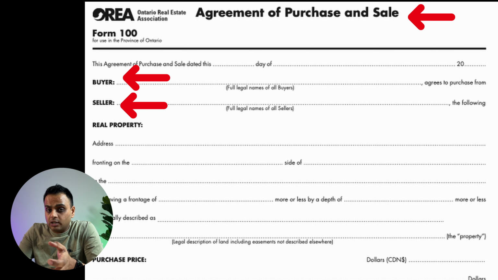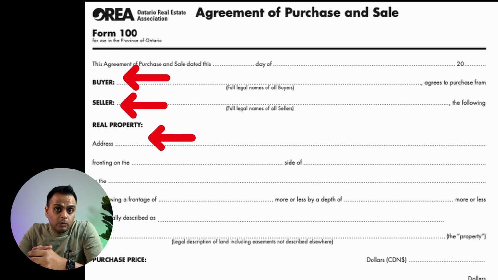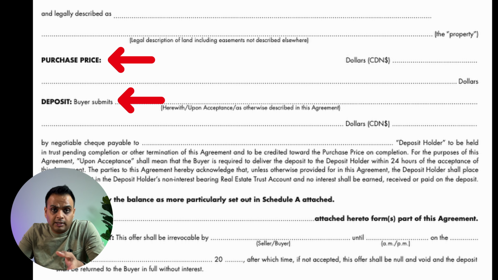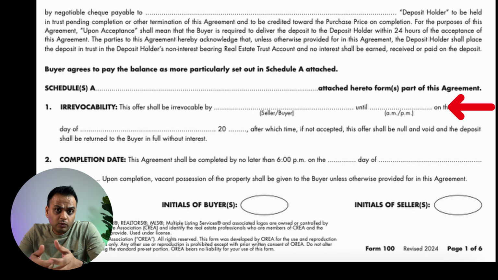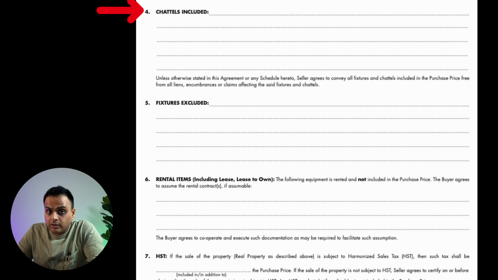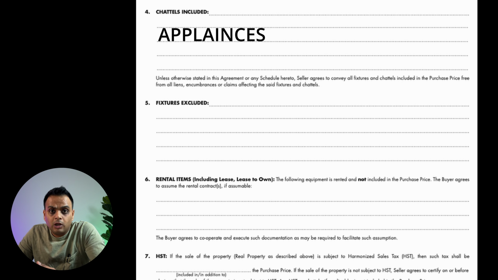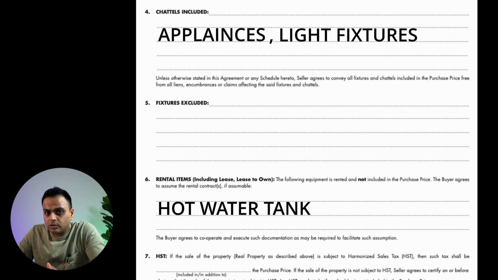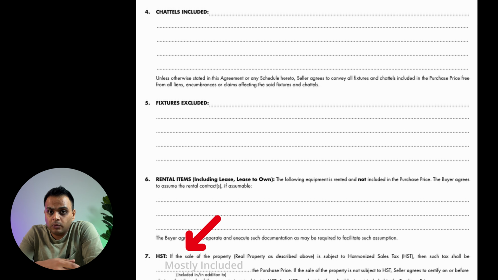Page 1 starts off with the buyers and sellers, along with the property in question. It also includes the purchase price and the deposit amount, which will go towards the house in the end. Third are the dates. Irrevocability would be the time you give the sellers to make a decision on your offer, and completion date is the date you would like to move in. Page 2 would be the chattels, fixtures, and rental items. This is where you decide what's to be included and excluded with the purchase price. Appliances are usually included along with the light fixtures, and for rentals, hot water tanks are most common in the APS. HST for the most part is included with the purchase price, except for new builds and certain other scenarios.